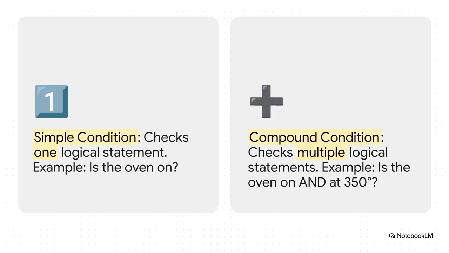But often, a program needs to check a few things at once. That's a compound condition. It's where you use words like and or. For example, is it raining and is it cold outside? See, now both of those things have to be true before you decide to grab your heavy-duty raincoat. Algorithms use these complex checks all the time to handle more nuanced decisions.